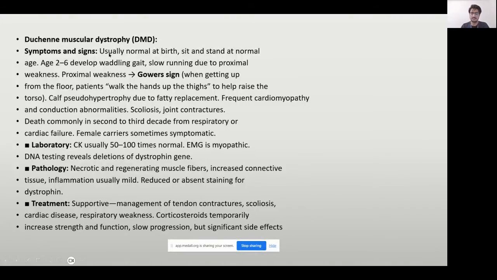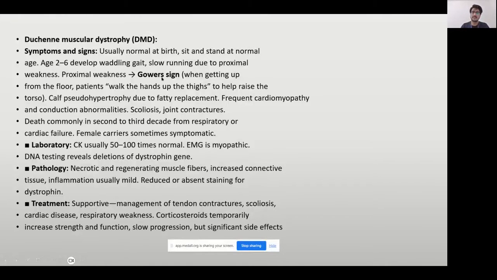Okay, so we have one of the important conditions called Duchenne muscular dystrophy. They are called muscular dystrophies basically, Duchenne and Becker muscular dystrophy. Now, Duchenne muscular dystrophy is usually seen in children, and Becker's is seen in adults. The age of onset for Duchenne is 2 to 6. One of the pathognomonic signs is the Gower sign, in which the patient tries to get up from the sitting position by walking the hands up the thighs.